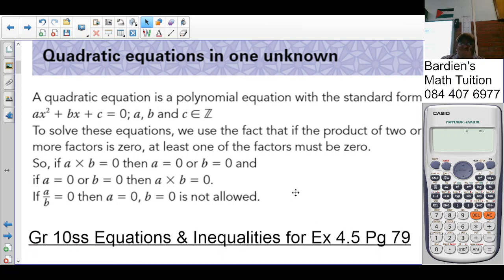We are told that the algebraic equation, the polynomial equation, has the standard form of ax squared plus bx plus c equals 0. When we were factorizing trinomials, we were doing it without that 0 in expression form, where a, b, and c are elements of the integers, so that is from 0, 1, 2, 3 all the way to infinity, and negative 1, negative 2, negative 3 all the way to negative infinity. To solve these equations, we use the fact that if the product of two or more factors is 0, at least one of the factors must be 0.